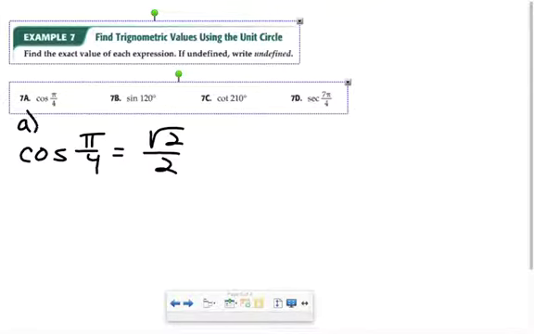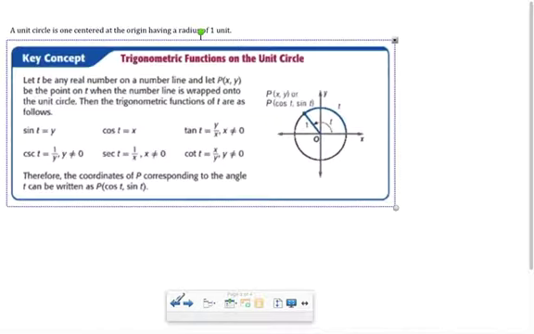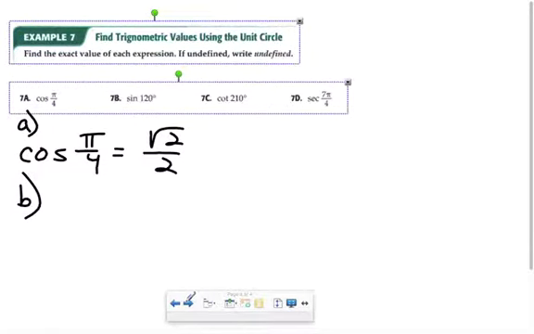That's part A. Part B, the sine of 120. According to this screen, the sine of an angle is basically my y-coordinate. So looking at my unit circle, I see that at 120 degrees, my y-coordinate is radical 3 over 2. So the sine of 120 is radical 3 over 2.